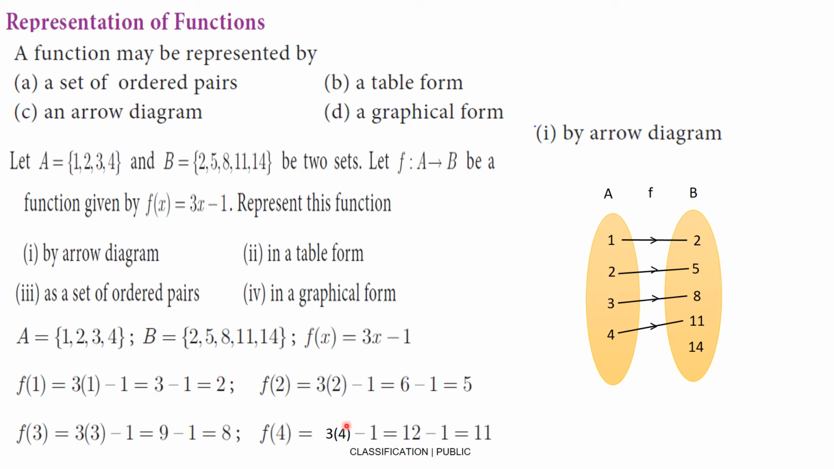So how do we represent this in an arrow diagram? First, write the A elements and the B elements. And how do we map them? First, 1 maps to 2. Next, 2 maps to 5. Next, 3 maps to 8. And 4 maps to 11. Clear?